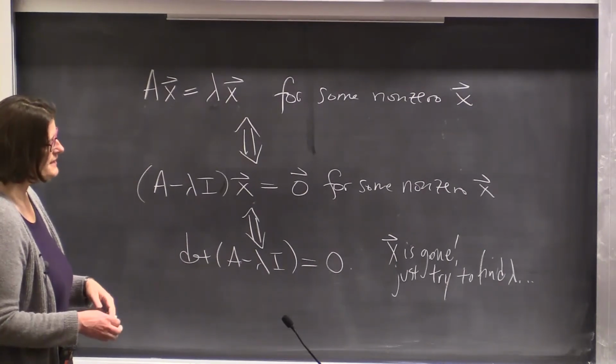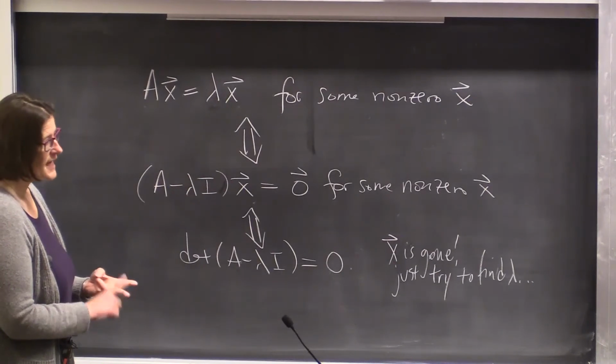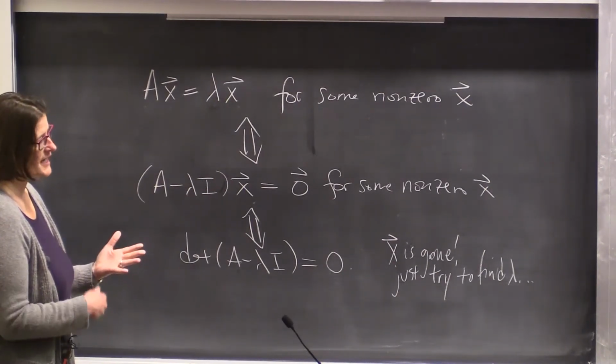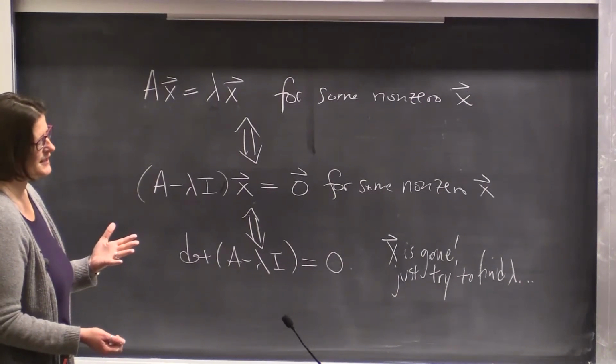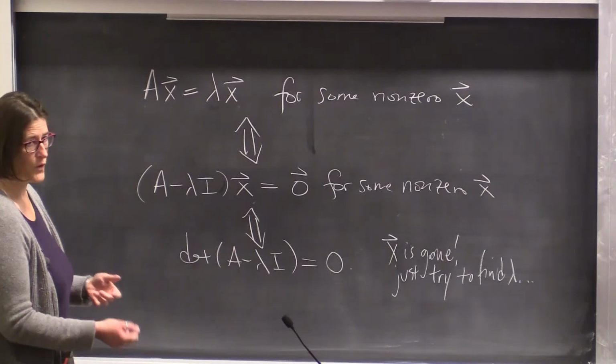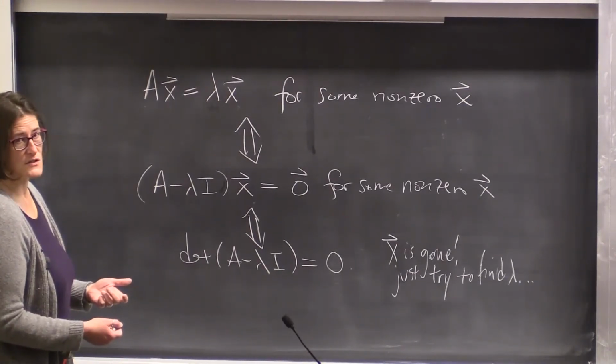So what we're going to be doing is, given any matrix, first find the eigenvalues, then find the eigenvectors. If you have 3 eigenvalues, you're going to have to solve 3 linear problems to find the corresponding eigenvectors. Are there questions?